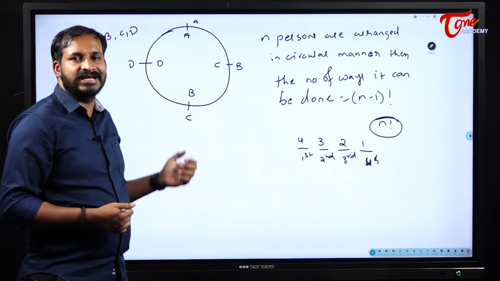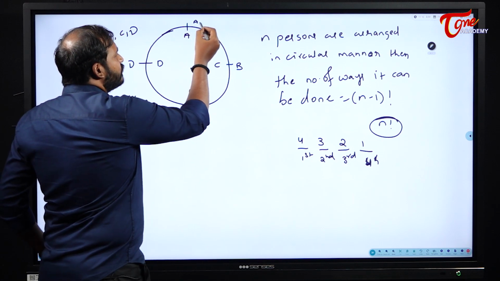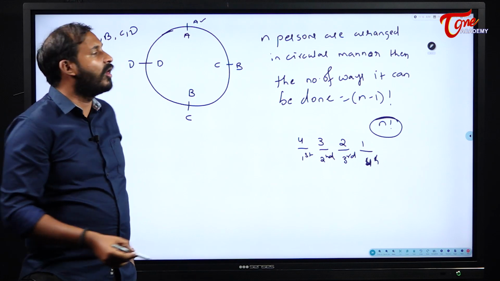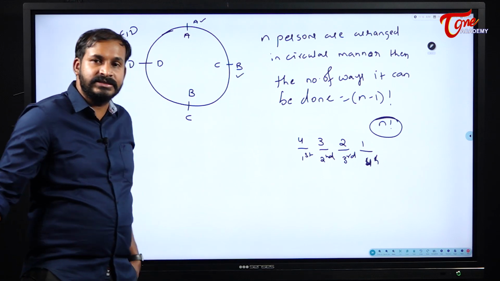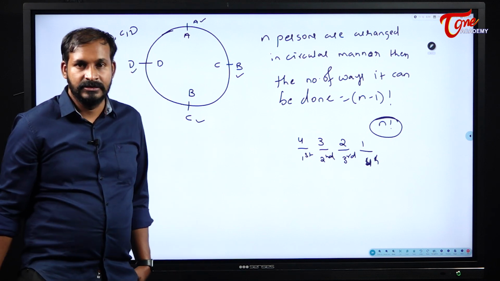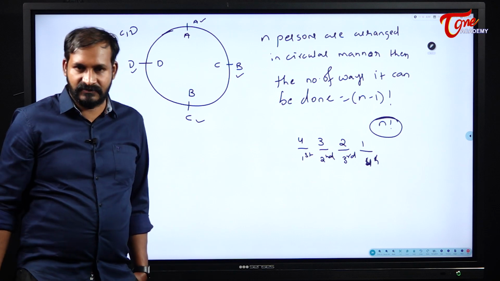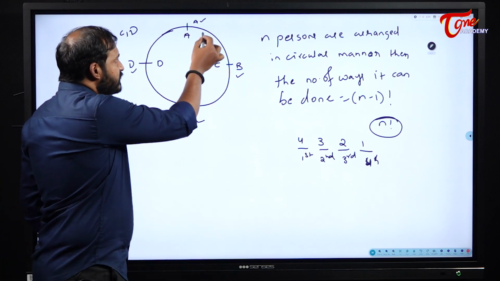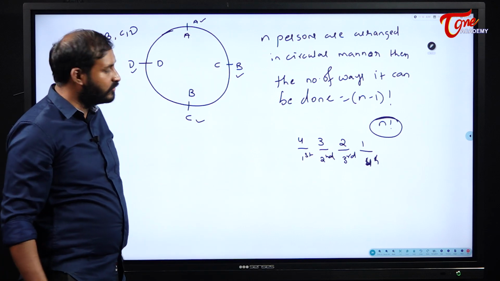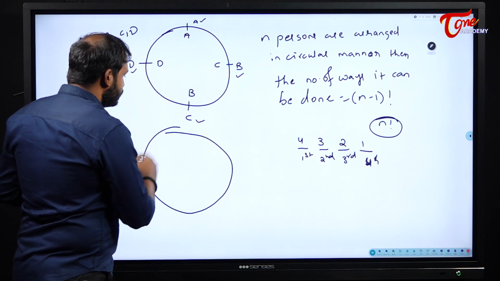Usually there will not be any start or end in a circular arrangement. If you want, you can take A as the first person, or you can consider B as the first person, C as the first person, or D as the first person. Because of that reason, you will get here n minus 1. See here, I got 2 arrangements. Okay, good. Next, in a similar manner, I will need to draw one more circle here, students.